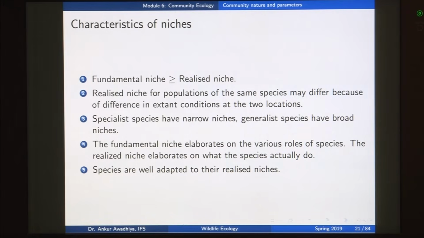The fundamental niche elaborates on the various roles of the species, and the realized niche elaborates on what the species actually do. So, in the case of a fundamental niche, we are talking about the various roles of the species, what it can do. It can feed on these different fruits, and then it can lead to the dispersal of seeds of these particular fruits. But then the realized niche tells us what these species are actually doing. So, even though your species 2 can feed on these 3 different kinds of fruits and it can disperse the seeds of all these different kinds of fruits, probably it is dispersing the seeds of only one particular species. So, that is the realized niche, and species are well adapted to their realized niches.